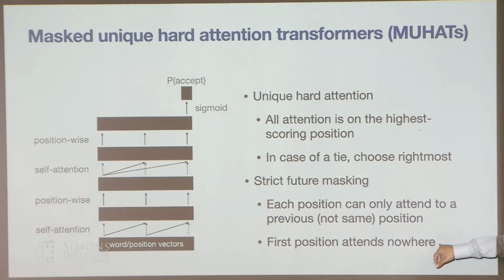Something a little bit weird that happens is that means the first position has nowhere to attend to. So you take the weighted average of 0 things, and we're just going to call that 0. It doesn't matter much what we choose. That seems as good a choice as any. All right, does it make sense? So we use unique hard attention, strict future masking.